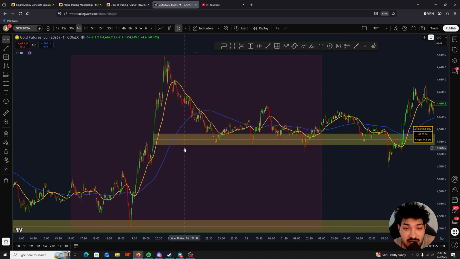And there are indicators that can do this for you. I actually do have an indicator for my students that does this automatically, with my criteria as well. But yeah, that's the whole gist of fair value gaps.